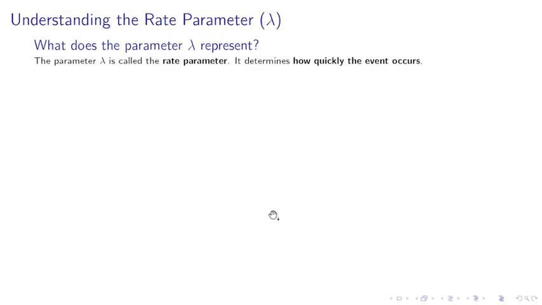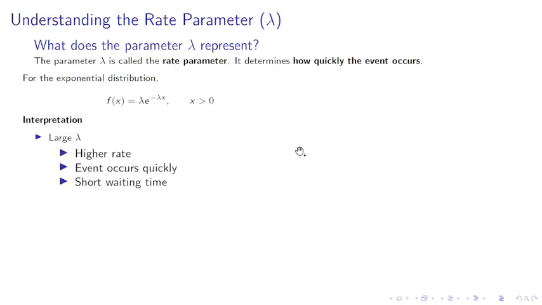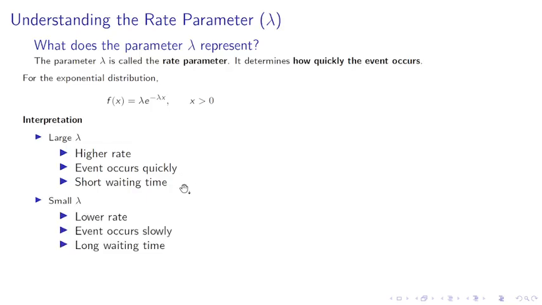Here, what does the parameter lambda represent? We already discussed it is a rate parameter. It determines how quickly the event occurs. For the exponential distribution f of x is equal to lambda e power minus lambda x, our interpretation is: large lambda is a higher rate, the event occurs quickly, short waiting time. Small lambda indicates a low rate, the event occurs slowly, long waiting time.